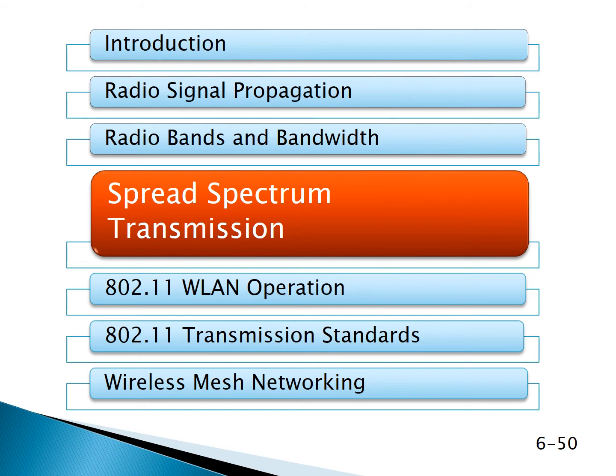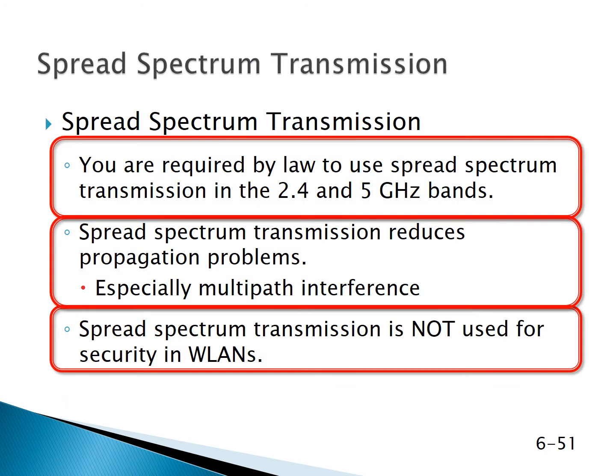In this subsection, we will talk about something called spectrum transmission. Spectrum transmission is mostly used to reduce propagation problems like multipath interference and other interference. You are actually required by law to use spectrum transmission in the 2.4 and 5 gigahertz bands. It's not used for security in wireless LAN. It's mainly used to reduce those propagation and interference problems.